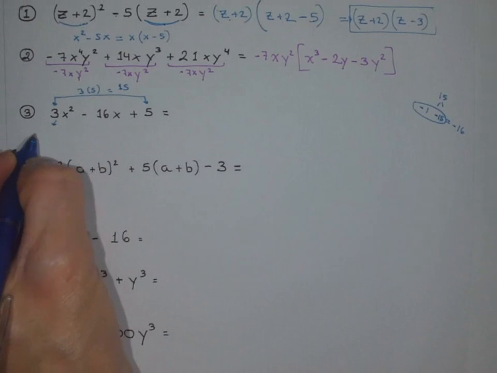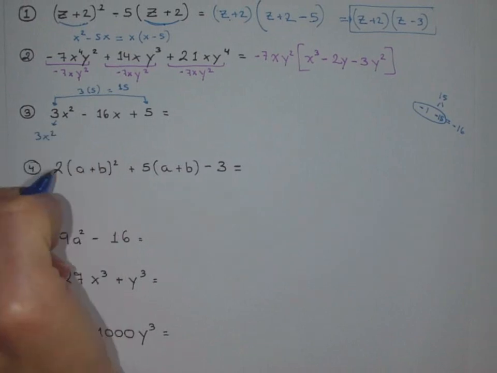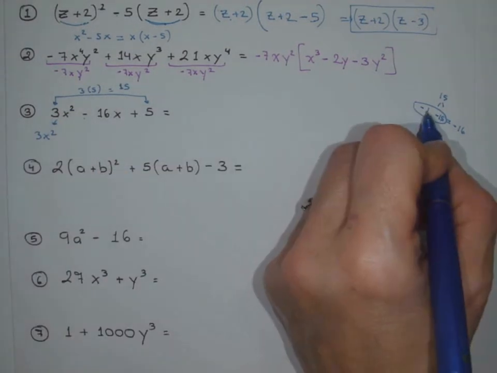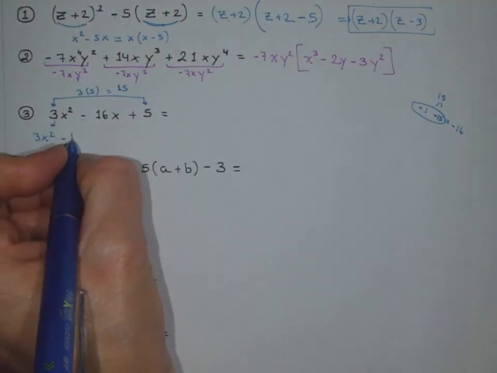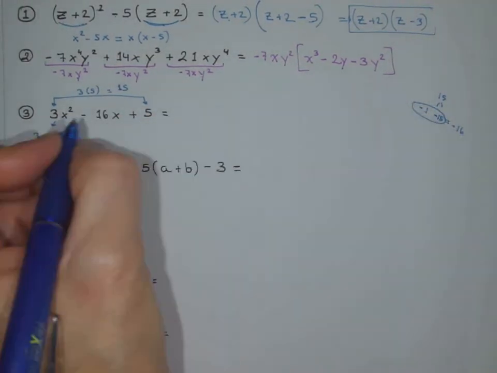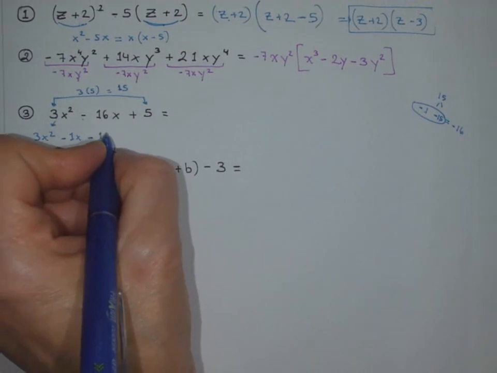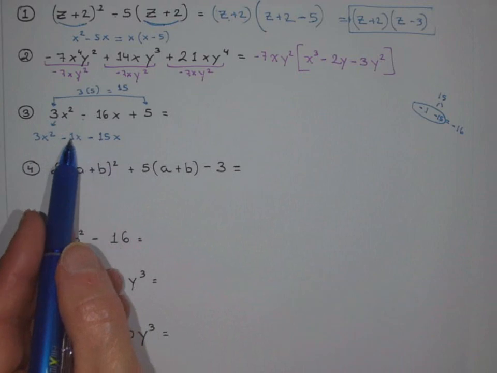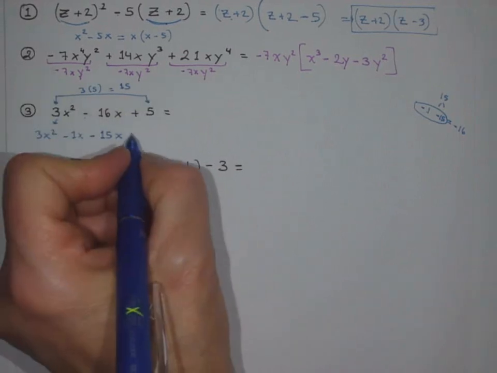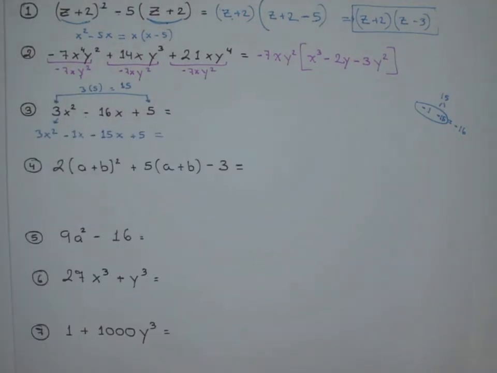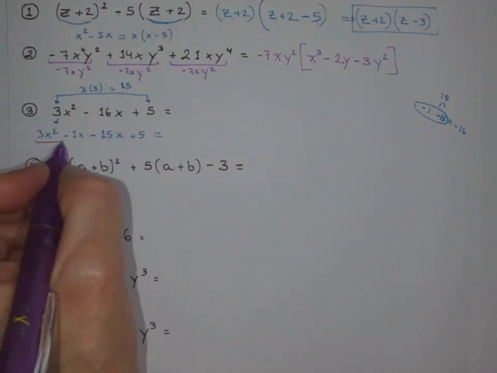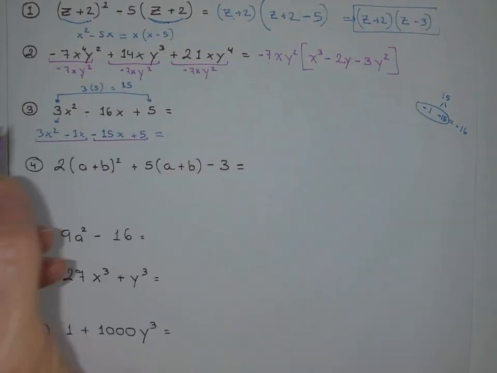So keep the first term, 3x squared. We're doing grouping here. Replace negative 16x by negative 1x and negative 15x. We're just replacing that negative 16 with those two, and then keep your 5. Why did we do that? Because now we have 4 terms, and so we can go 2 by 2, see what we can factor out from them.